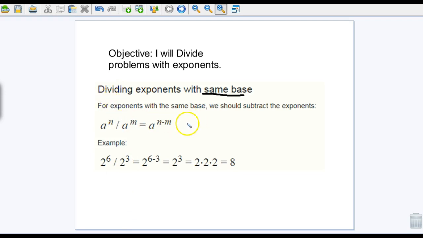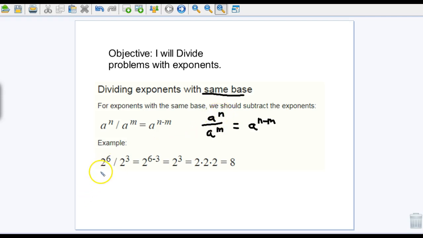We're just going to go over it super quick. So this is a to the n divided by a to the m. We will see them written in this form. This is your numerator and this is your denominator. And a is our base. n and m are our exponents. As long as we have the same base, we can solve this by using subtraction. So my answer will be a to the n minus m. We're always going to subtract the denominator exponent from the numerator exponent.